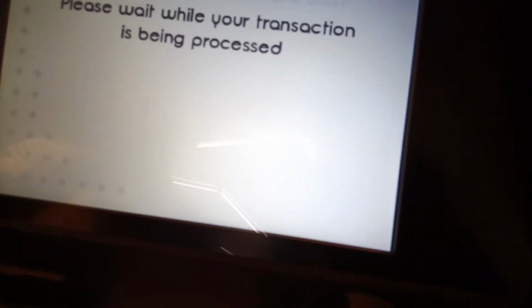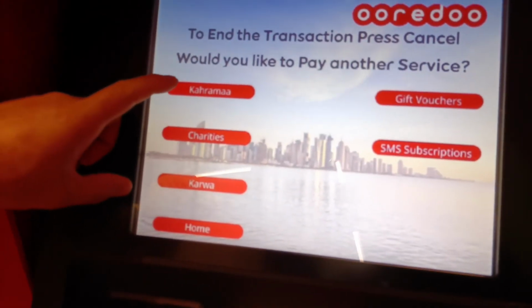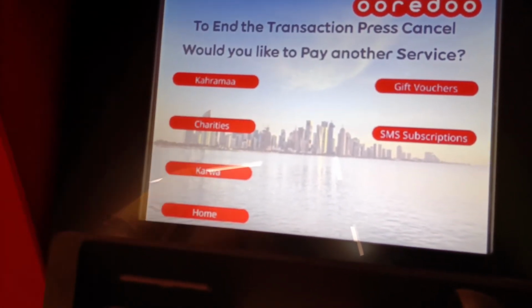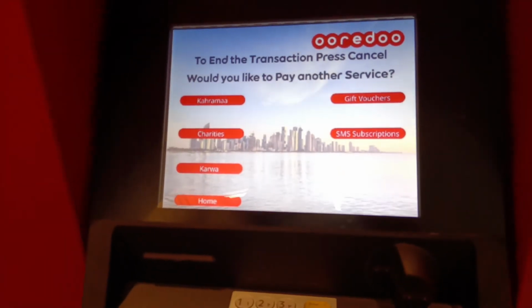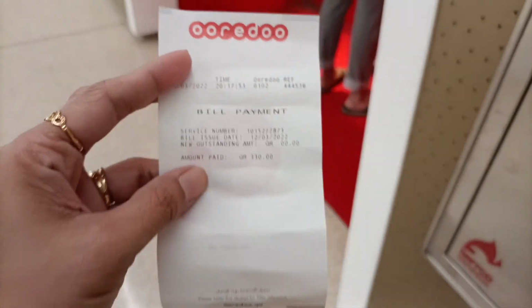No. Let's go. So, for the information, Karawaa, tapos Karwa. Karwa yung pwede ka mag-charge ng Karwa card mo. This is the payment. Ayan.